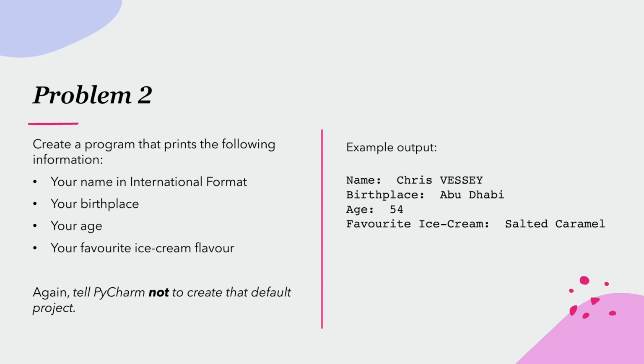Here's the example output for me. Name, Chris Vessey. Vessey is my family name. My wife shares the same last name as I have, and my parents had that same last name. Chris is short for Christopher, which is my first name. My birthplace, Abu Dhabi. I'm not joking. I was actually born in Abu Dhabi. So that's kind of an interesting side fact. My age, 54. And my favorite ice cream, salted caramel. Delicious. So you're going to put your name, your birthplace, your age, and your favorite ice cream flavor.